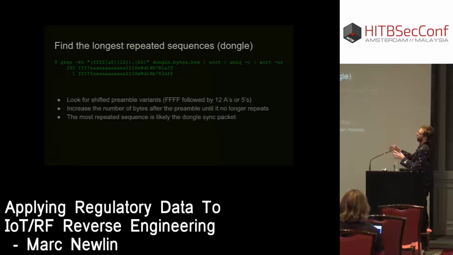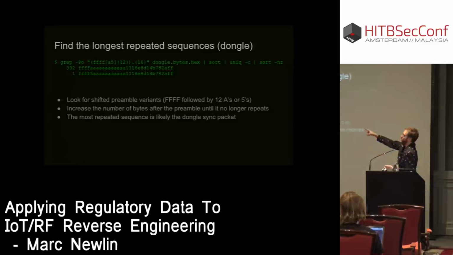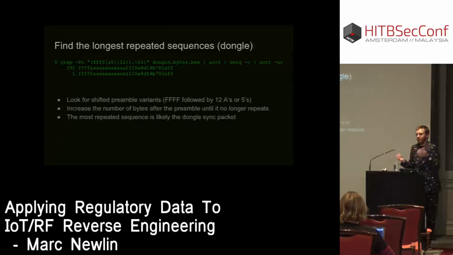And then we want to look for the longest sequence which follows this preamble. So in the grep string up there, there's a 16 at the end, and that is the number of characters following this preamble. That's not a given number, and so in this case, I started with 1 and worked my way up until at 17 characters, there were no longer repeated sequences. So you can assume that that 16 is probably the full length of the packet.